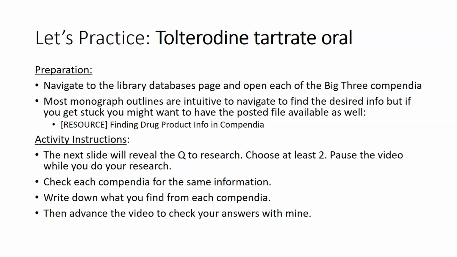This will get you started, and then there's an activity sheet that you'll complete on your own before coming to the synchronous session. To complete the activity, you'll want to navigate to the library databases page and open each of the big three compendia that was shown to you in the previous video. You may also want to have open a resource that I've posted, which will help guide you through. It's a lookup feature telling you which section, once you're in one of those compendia, to find certain types of answers that are related to the product information list you just saw.